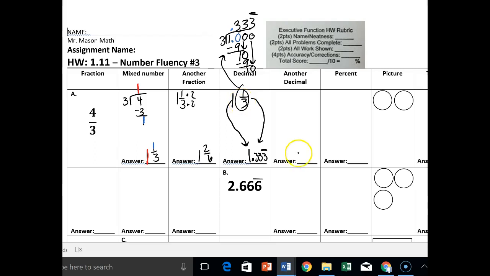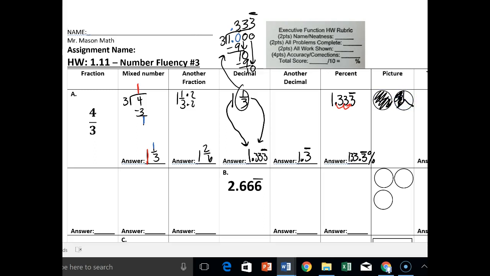Another decimal. I could do 1.33333 repeated, or I could just say 1.3 repeated. They're the same thing, right? As a percent, I am going to want to use my original decimal, 1.33 repeated. I'm going to want to swoop 2 times to the right, and it's 133.3 repeated percent. Please make sure you put the percent sign. For my picture, obviously I just shade in one whole, and then divide up my second picture into thirds, and only shade in one of them.